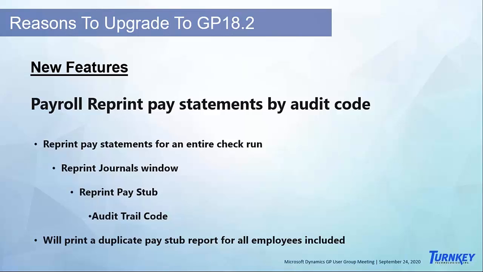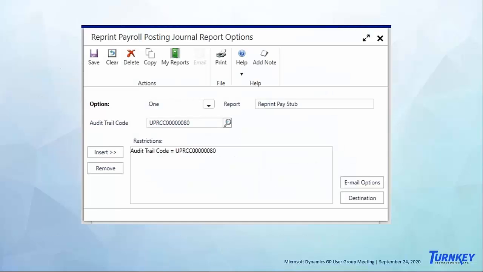Also, you can now reprint pay statements for an entire check run. In the reprint journals window, you choose reprint pay stub, specify the audit trail code, and this will print a duplicate pay stub report for all the employees included for that check run. This is what it would look like here. And again, if you wanted to set it up with different restrictions, different audit trail codes, etc., you could do that. That saves some time as well in case you need to do it for the entire batch.